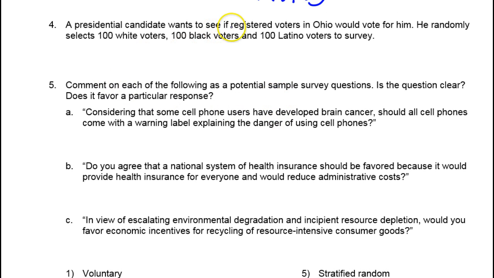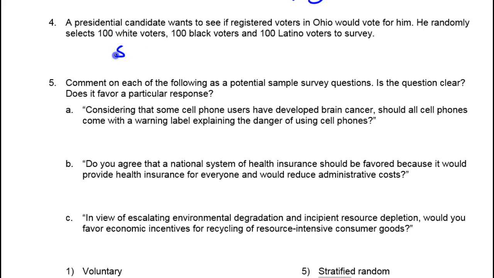A presidential candidate wants to see if registered voters in Ohio would vote for him. He randomly selects 100 white voters, 100 black voters, and 100 Latino voters to survey. Which sampling method is this? Stratified. Yeah, this is that stratified random. Stratified random, okay? Because you can hear the categories in there that lets you know that it's stratified.